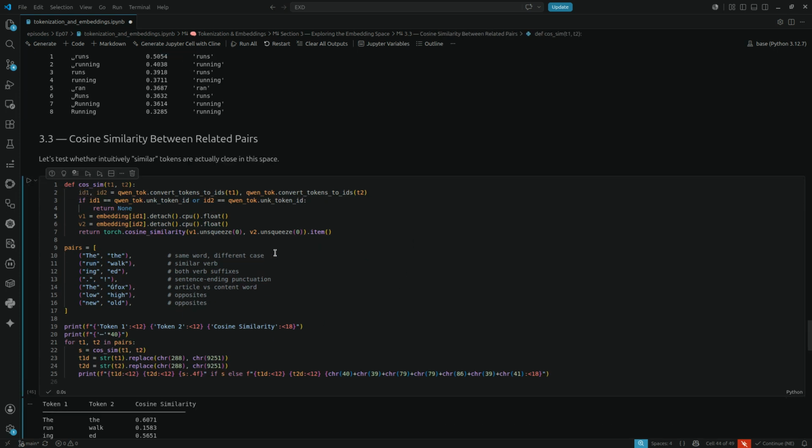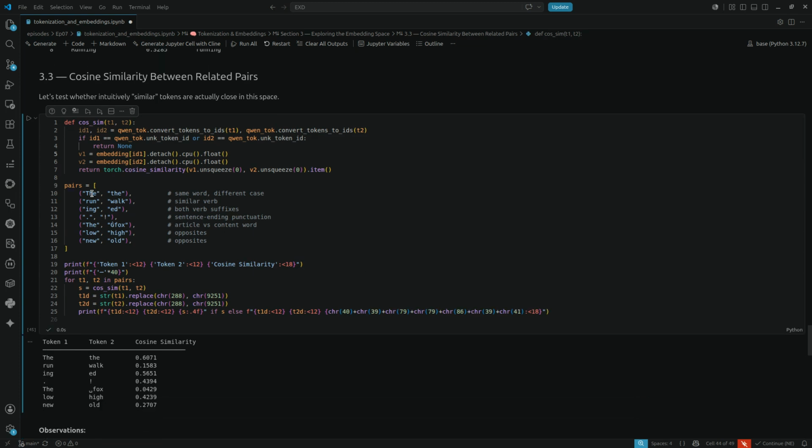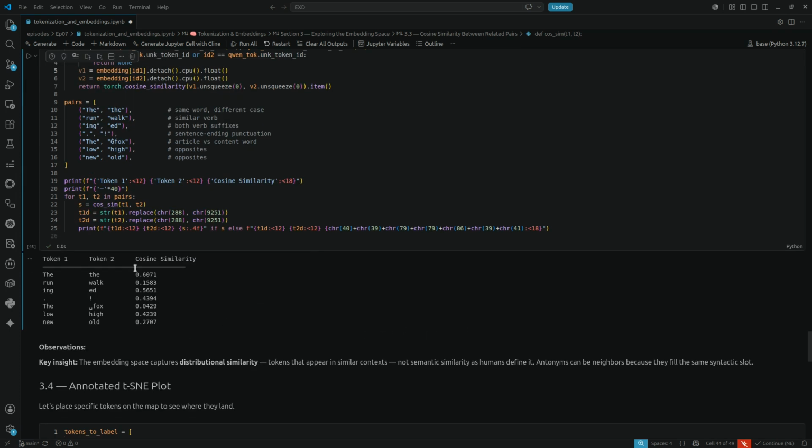Now what we're doing is we're testing these sets of tokens, the with a capital T and the with a lowercase t. Run, walk, ing, ed, the and fox, for example, which are kind of unrelated, or low and high, which are related but opposite. New and old, which is, again, opposites.